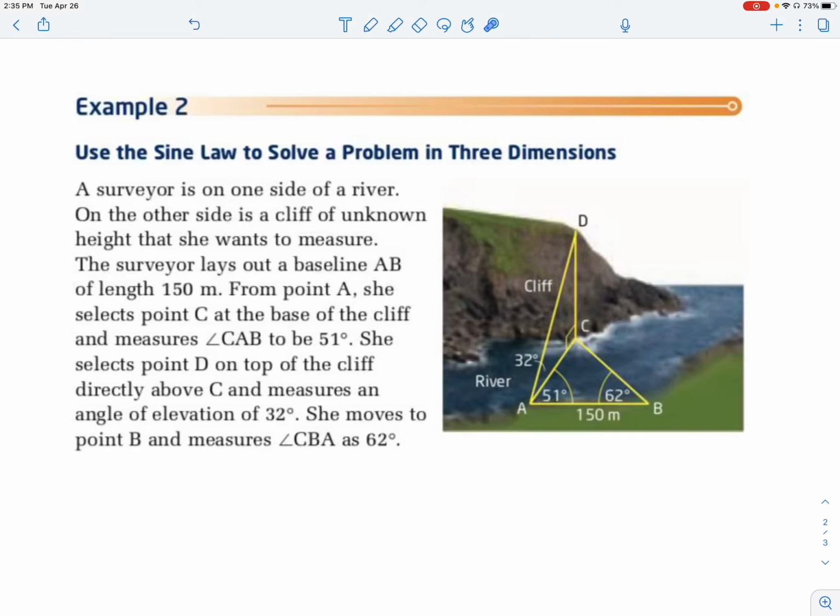Hi, welcome to our second example. In this video, we're going to apply the sine law to solve a problem in 3 dimensions.